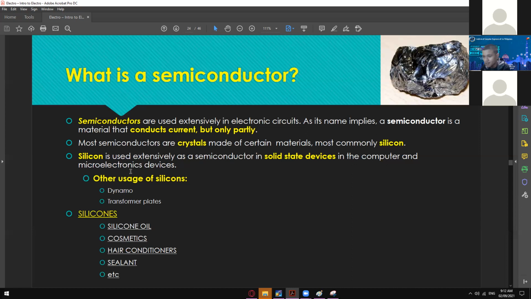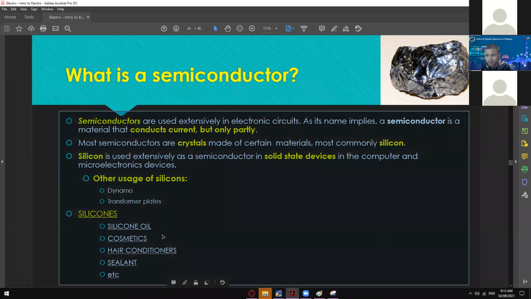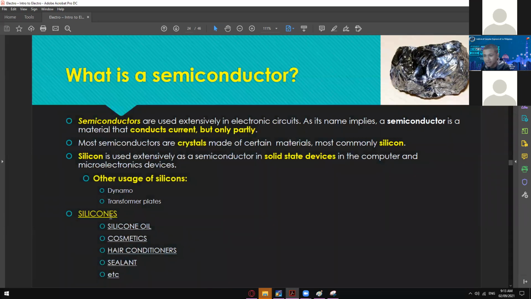We also have other uses of silicon, like for dynamo or transformer plates. Just take note that silicon and silicone are two different things, two different elements. Silicone is used in silicone oil, cosmetics, hair conditioners, sealant, and many more. It has an E at the end. But silicon is the semiconductor material that we use in electronics.